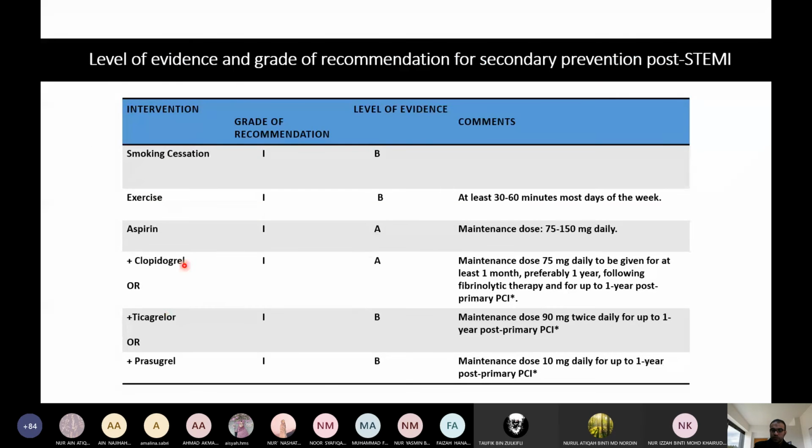You can see here in both STEMI and non-STEMI a summary of the smoking cessation, the exercise, the aspirin, what actually the recommended dosing is, plus clopidogrel, preferably 1 year. All these points we have already highlighted. Ticagrelor and the difference in the dosing and up to 1 year. Again, prasugrel and up to 1 year post-primary PCI compared to others. Okay.